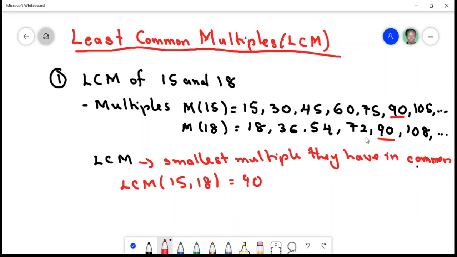Seeing this alone doesn't mean that's the only multiple we have. No. There may be 2 or more numbers, and they may have 1 or more common multiples. So the least for this is what? 90. Let's take another example.